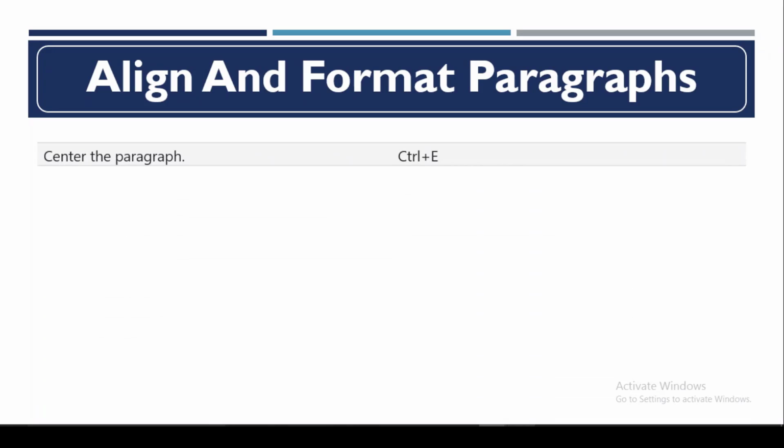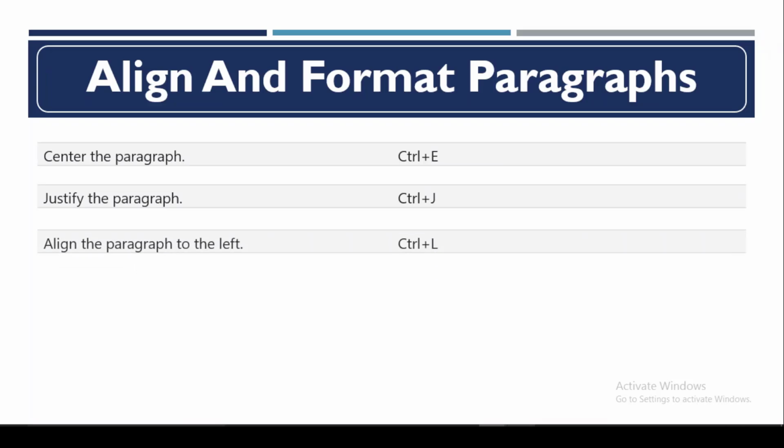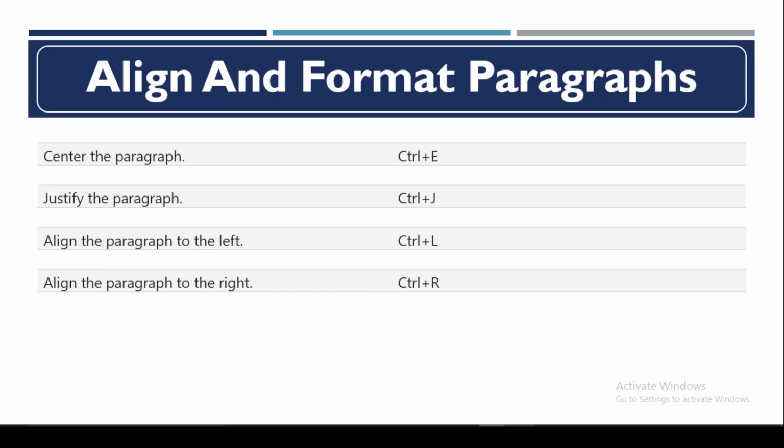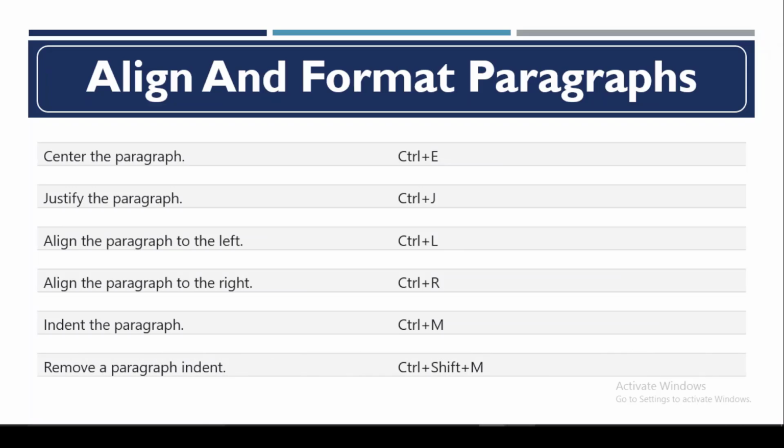Now, have a look at aligning and formatting paragraphs. Center the paragraph, Ctrl plus E. Justify the paragraph, Ctrl plus J. Align the paragraph to the left, Ctrl plus L. Align the paragraph to the right, Ctrl plus R. Indent the paragraph, Ctrl plus M. Remove a paragraph indent, Ctrl plus Shift plus M. Create a hanging indent.